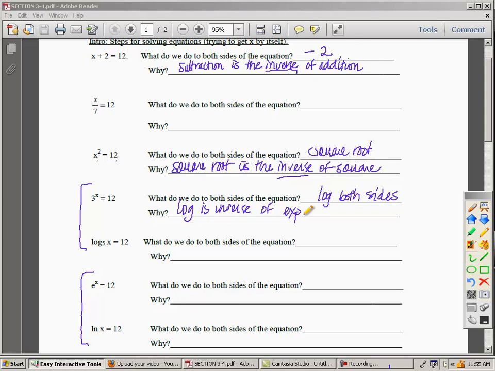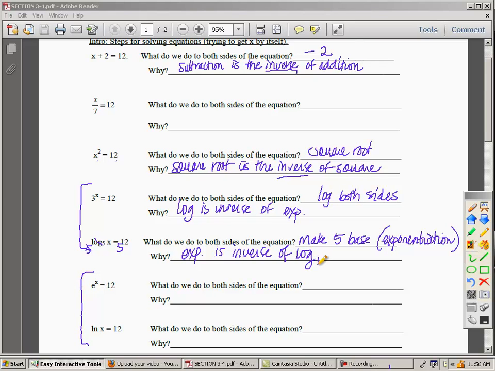For the next one, because this is a base of 5, what I'm going to do is basically take each side and make 5 the base. And what we do, we call this exponentiation. Exponentiation. Let me make sure I spell that correctly. It's going to look like this. I'm going to take 5 to this side and 5 to this side so that my bases would cancel out. Again, the reason is exponents are the inverse of logs.